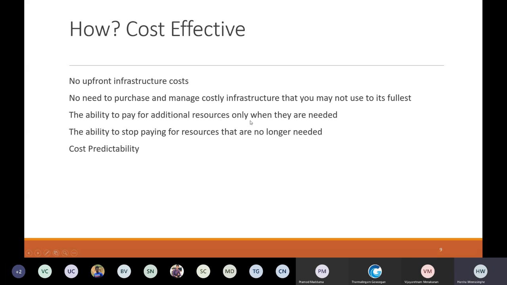Ability to pay for additional resources only when they are needed. This is a very important property in cloud computing. For example, you are hosting an e-commerce application. You're going to sell a product which has a huge demand these days. Suddenly your website traffic increases, so your 32 GB RAM is not going to be enough. So what are you going to do? In that case, your server is going to burn up.